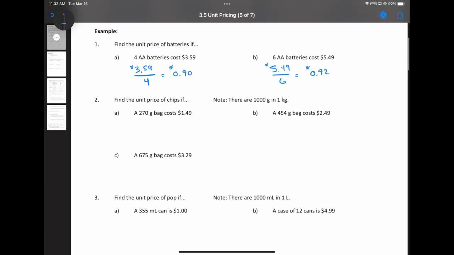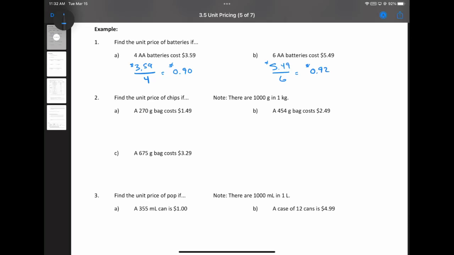If, however, you're dealing with things like foods, I'll use potato chips as an example, because this is a really good place where they put numbers on the bags that are so weird that they're very hard to compare with one another. So here are three real sizes: the 270 gram bag, the 454 gram bag, and the 675 gram bag. None of those is a nice multiple of the other, so it makes it very difficult in your head to compare these.